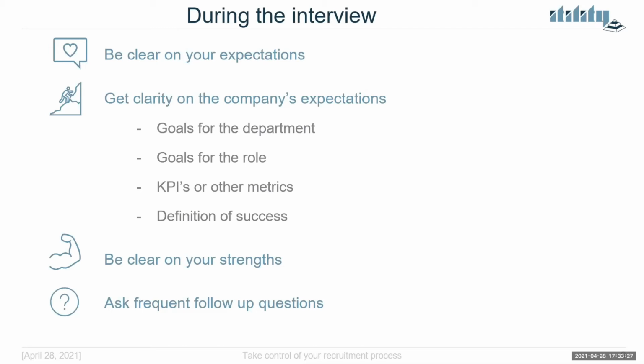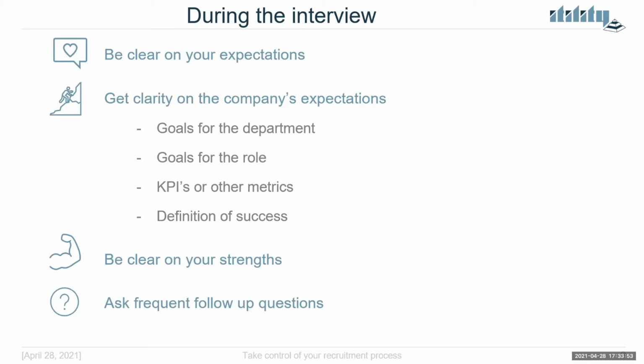So obviously companies have mission and vision statements. Review those, and also review how the department contributes to reaching those missions and visions. How does the role contribute to realizing the vision of the broader company? And how does that translate to KPIs and other metrics?